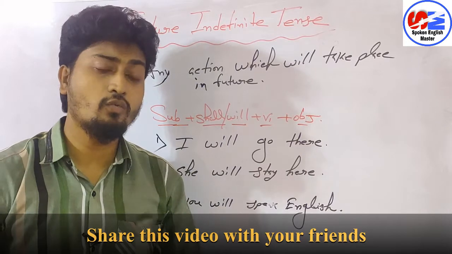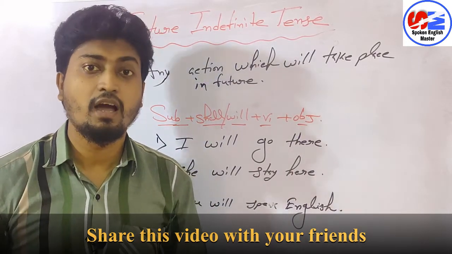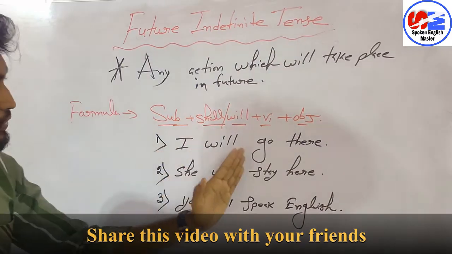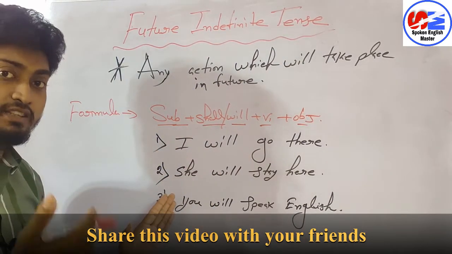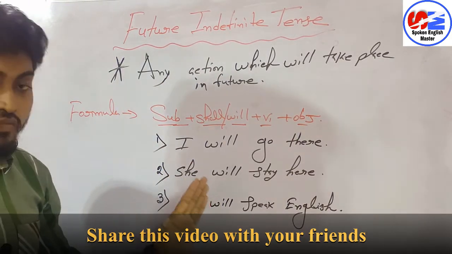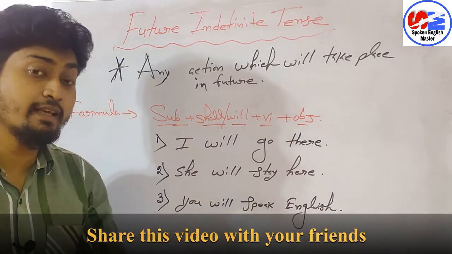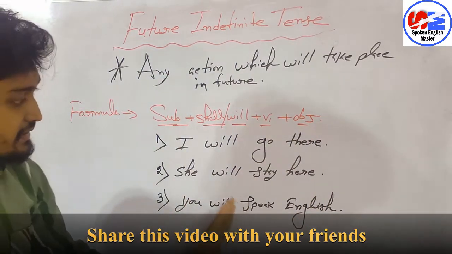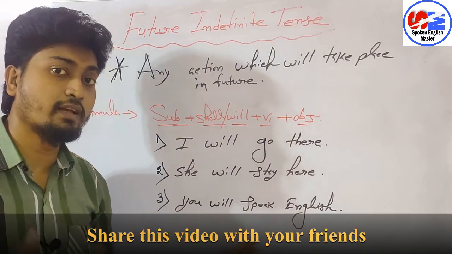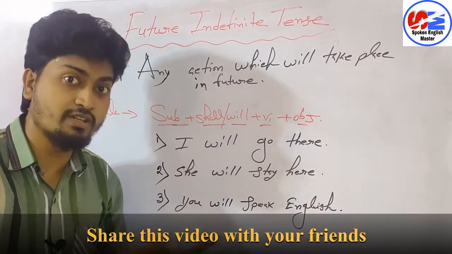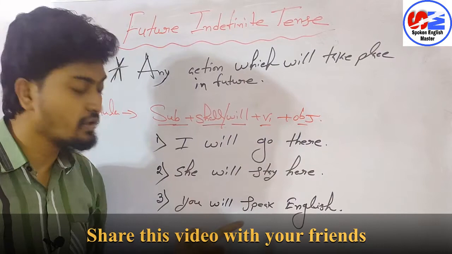Now we will take some examples of how to make this kind of sentences. Let's see. I will go there. मैं वहाँ जाऊँगा. कब जाऊँगा? फ्यूचर में. She will stay here. वो यहाँ पे रहेगी. कब रहेगी? बाद में, मीन्स फ्यूचर में. You will speak English. तुम इंग्लिश बोलोगे. कब? फ्यूचर में. Not now. This is not present tense. This is future tense. In future, these things will happen.